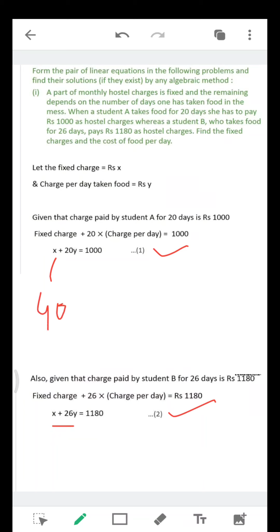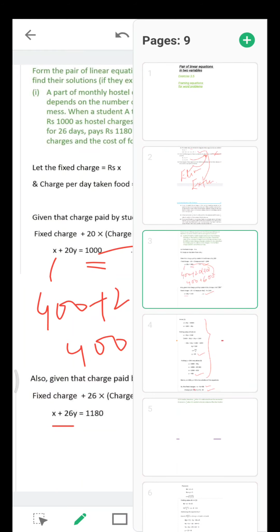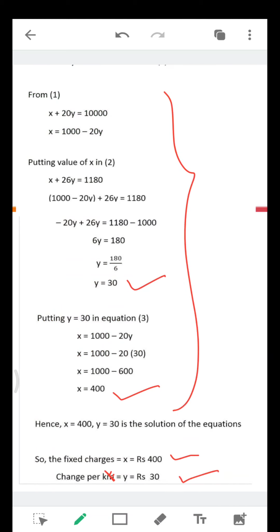Fixed charge is 400 and the 20 days charge for food, per day it is 30 rupees. So it will be 400 plus 600. How much do you get? You get 1000 rupees. So if you have any doubt in your answer, you can substitute in the equation and check your answer. Hope this concept is clear to you about the fixed charge and charge per day.